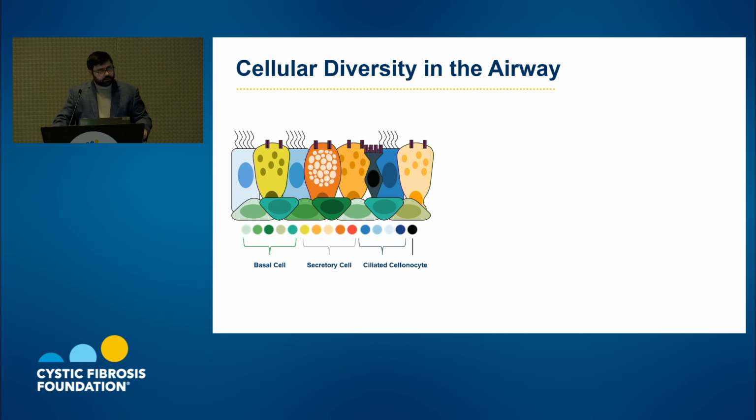But there's the basal stem cells that Kara mentioned. Those give rise ultimately to all the other cells. There's secretory cells, which are in this orangish reddish color.